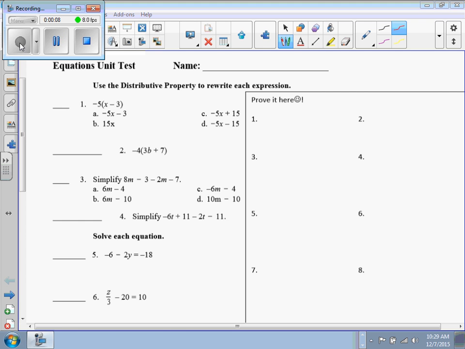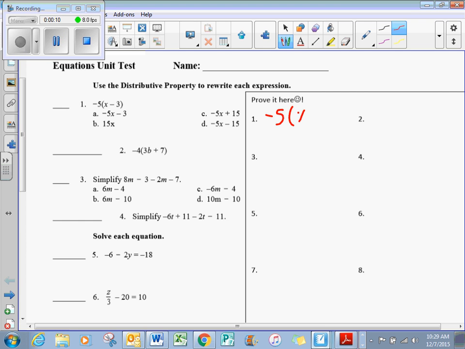Okay, so what this is -5 times x minus 3. The first thing I told you guys I wanted you to do is add the opposite so that you recognize that this is really -5 times x plus -5 times -3. And if you did that and took your time, there's no reason you should have gotten that wrong.